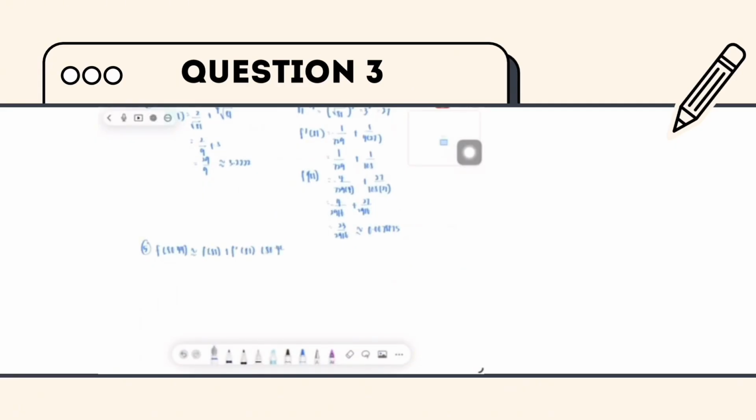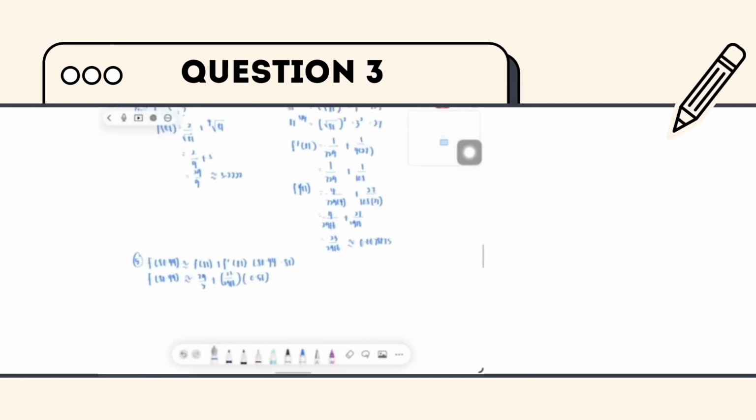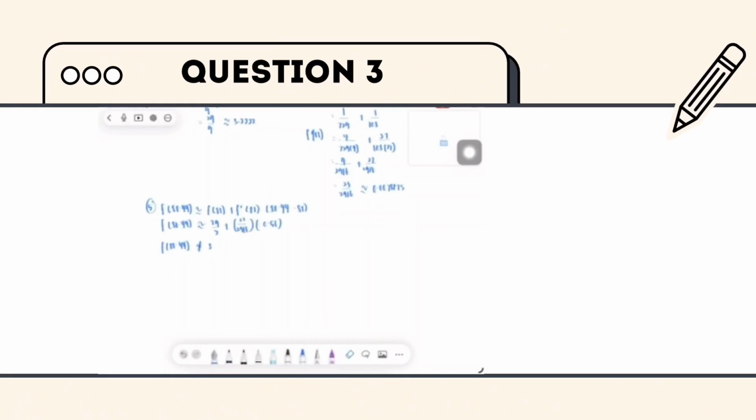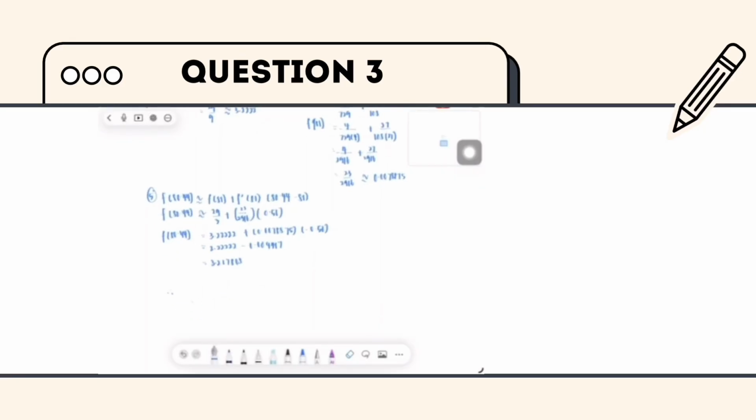Now, use the linear approximation formula. And calculate using a calculator. Therefore, the estimated value correct to 3 decimal places is 3.218. Thank you.